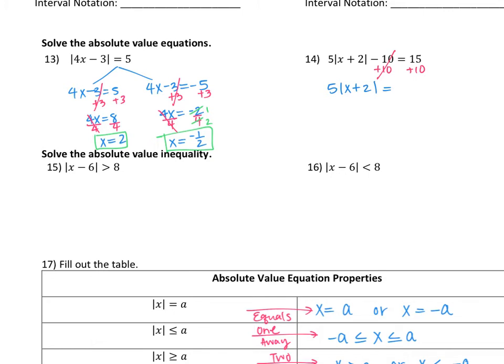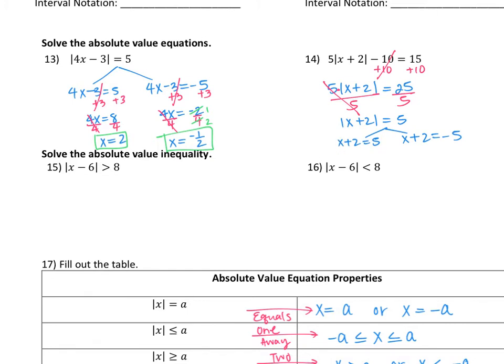15 plus 10 is 25. I'm going to need to divide by 5 because this 5 is multiplying the absolute value. So undoing it, I need to divide. And so I have the absolute value of x plus 2 equals 25 divided by 5, which is 5. And then I'll just split it into two equations. I have x plus 2 equals 5, and x plus 2 equals negative 5. And then from there, all I need to do is solve for x.